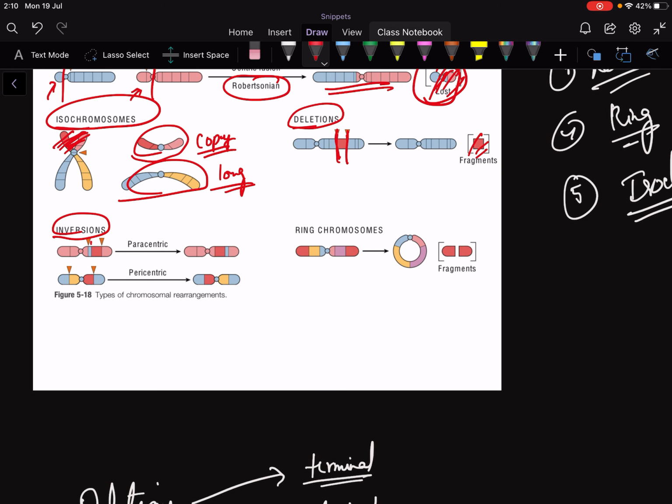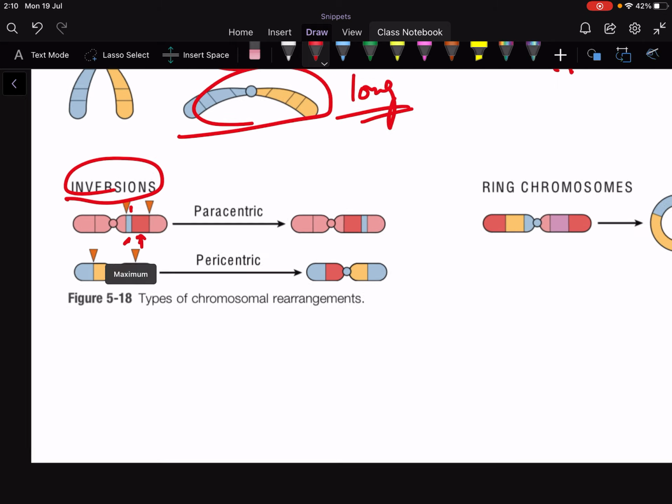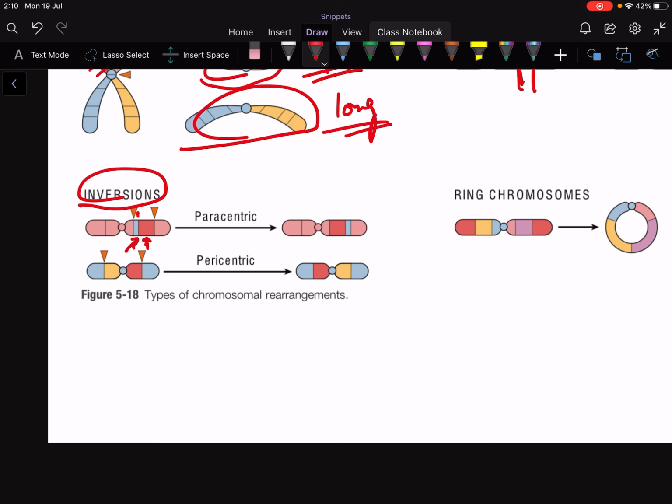As you can see, in inversion there is a blue thing here and a red thing here, right? Let me zoom it. So this is the blue thing and this is the red thing. It is going up and down, so it is inverted. But the centromere is not getting involved here, hence it is called a paracentric. Whereas you can see here is the yellow thing, here is the centromere, here is the red genetic material. So what is happening here? Red is coming here, centromere is flipped, yellow is coming here, hence the centromere is involved here. It is called a pericentric.